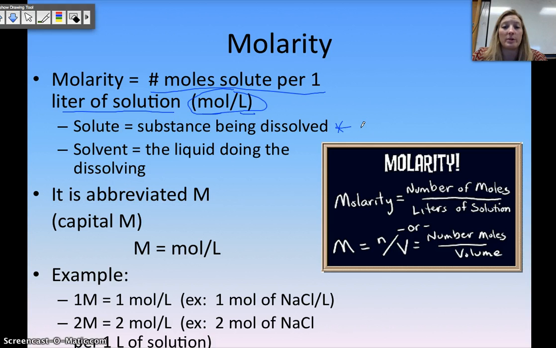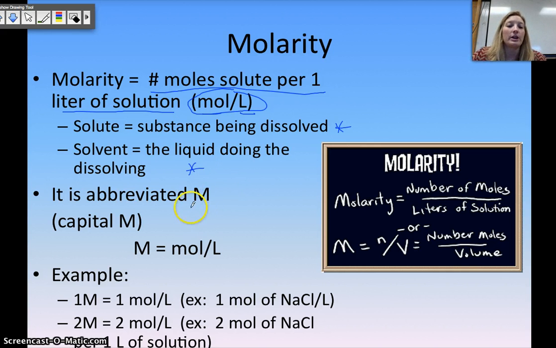Whatever's going in and being dissolved is the solute. The solvent is the liquid doing the dissolving. Most of the time this is going to be water, but not everything dissolves in water. If you think back to polarity, like dissolves like, some things might dissolve in gasoline, or some things might dissolve in oil. So it just depends on the polar properties of what our solvent is going to be, what we have to dissolve it into to get it to dissolve.